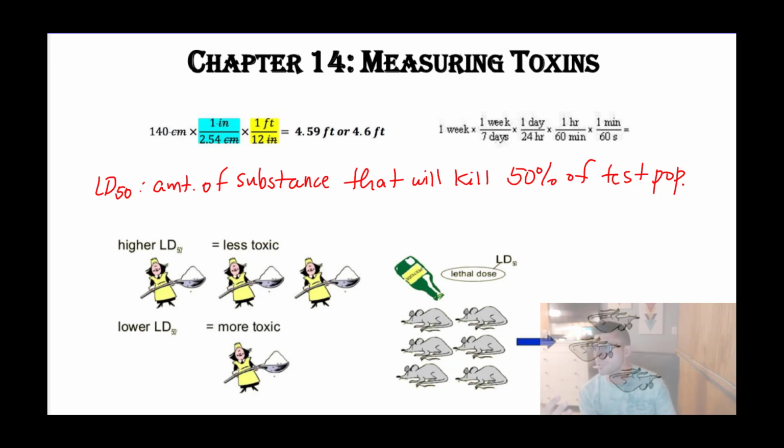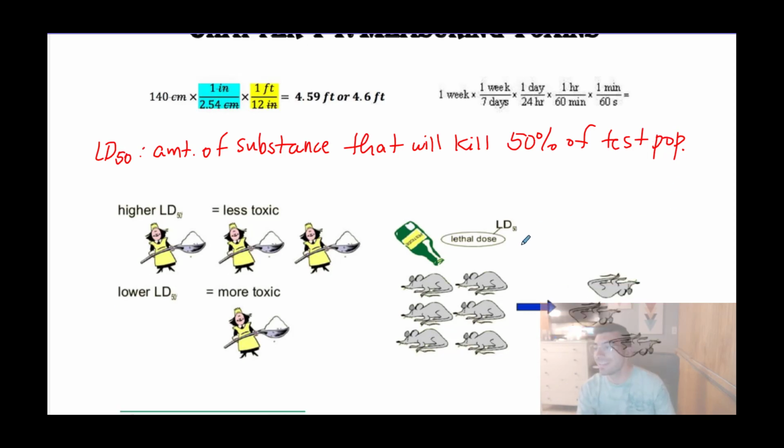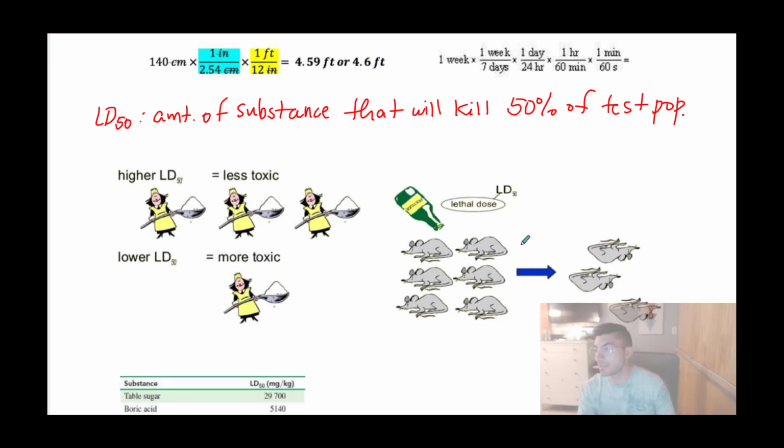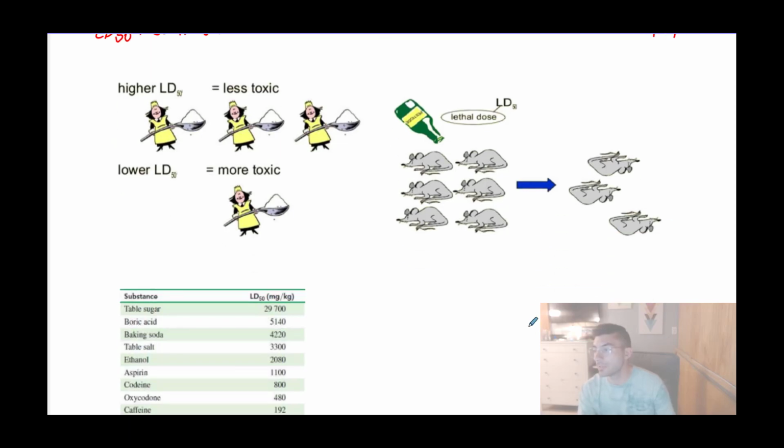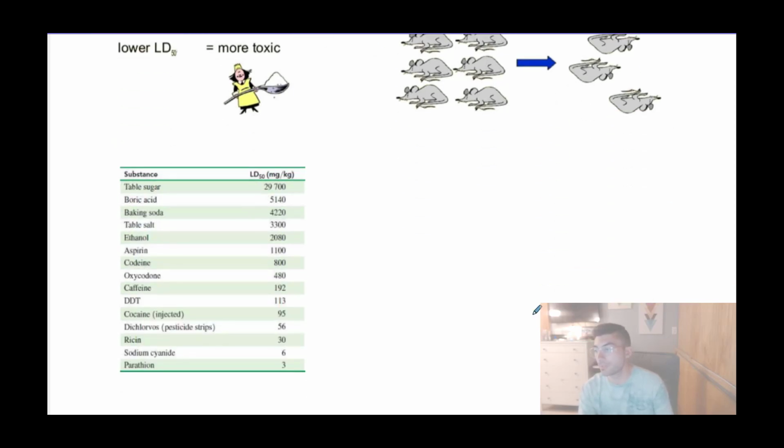The relationships that you should be familiar with are that the higher the LD50, the less toxic it is, because that means the more of the substance you can ingest before you die. And the lower the LD50, the more toxic it is, because the less of the substance you can ingest before you die. I gave you some sample LD50 values here, but we dealt with a larger table during this unit.